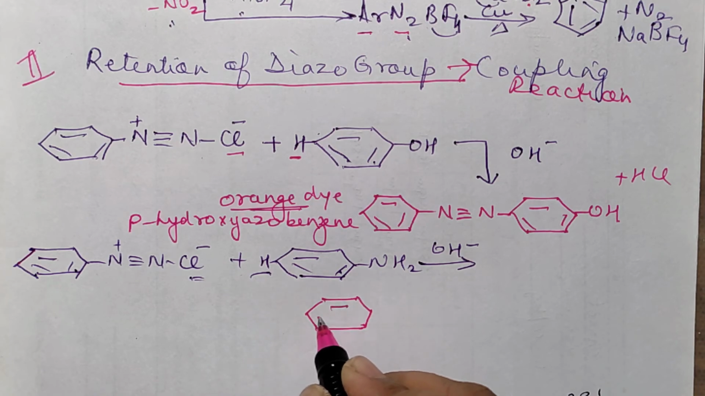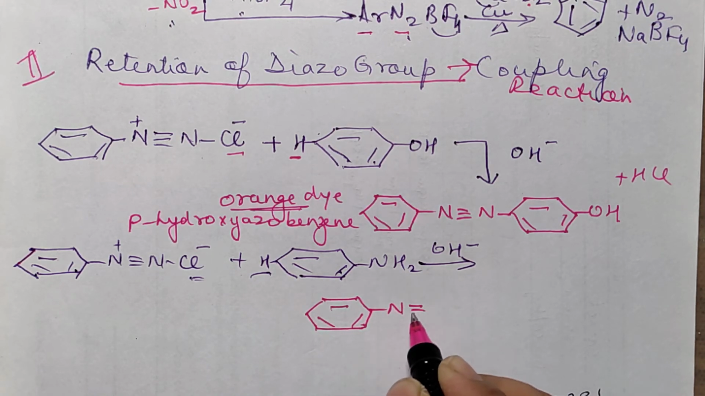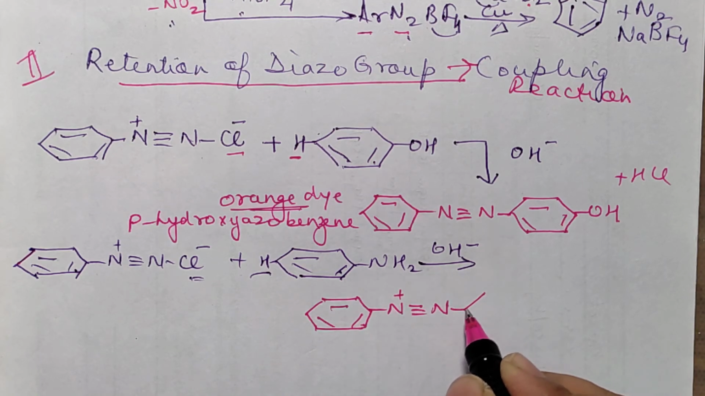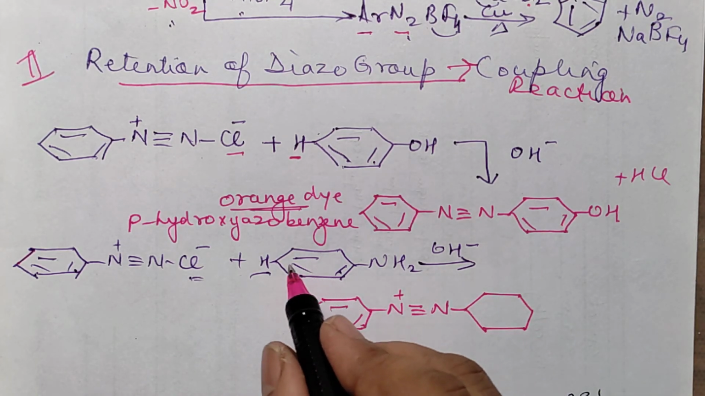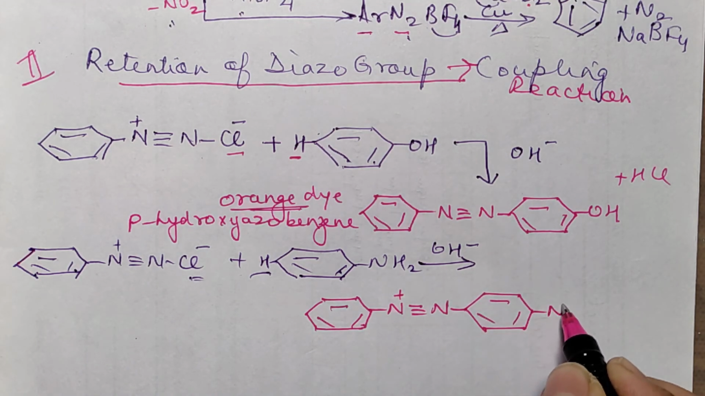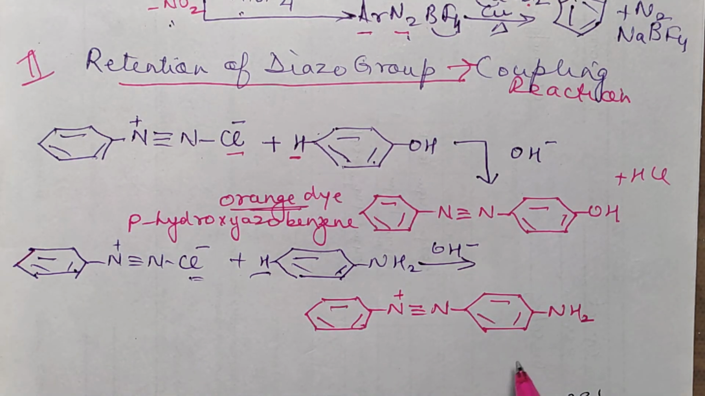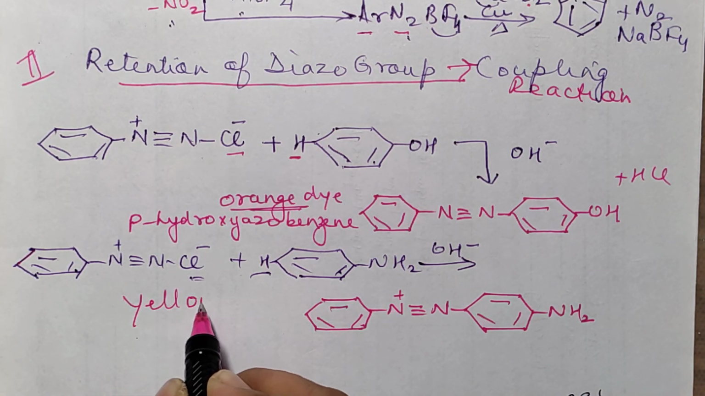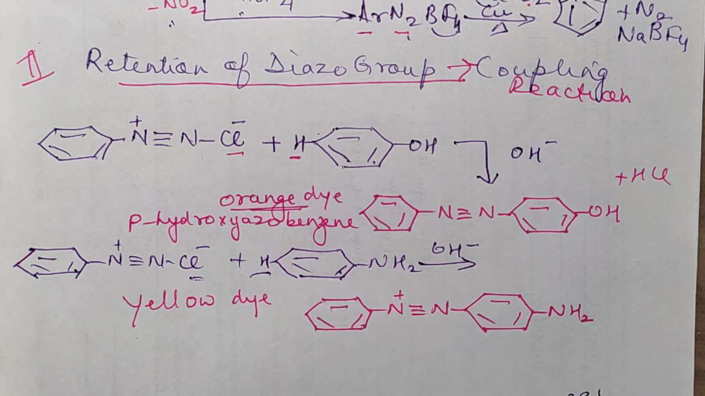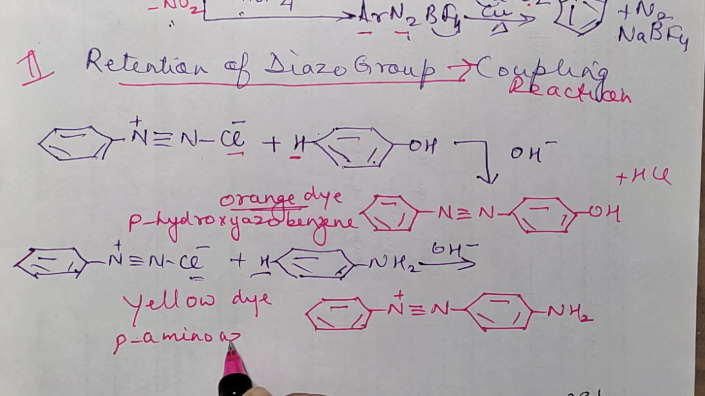You will have a ring here, you will have N triple bond N, this is positive. This N is now attached to the ring of aniline. And what you are getting here is the dye. What is the color of this dye? It is a yellow color dye. The name is somewhat similar. Instead of hydroxy, now you will have amino at the para position. So the name is para-aminoazobenzene. It is an orange color dye. Fine.